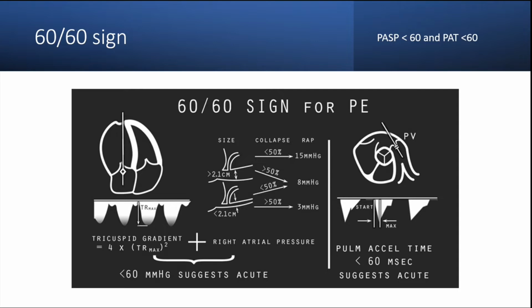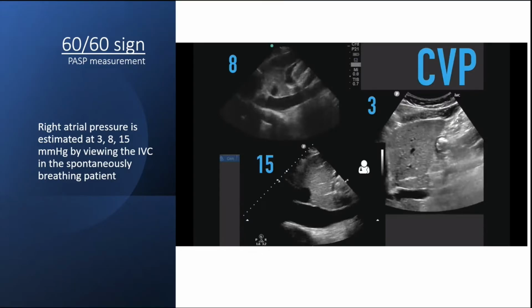It equals the tricuspid gradient plus right atrium pressure. For right atrium pressure, we can estimate it from the CVP, and for CVP estimation, we can use the IVC. So this is a normal appearing IVC. So the estimated right atrium pressure is 8.